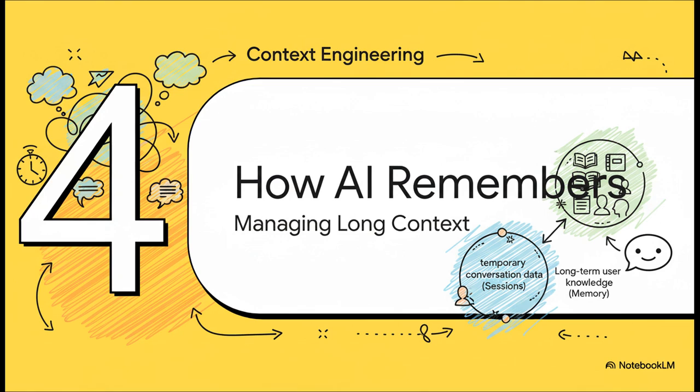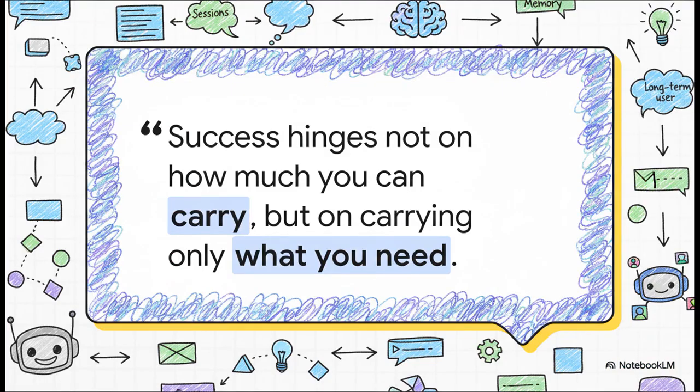Okay, so we've got these concepts of sessions and memory down. But how does an AI actually decide what's important enough to remember? Especially when a conversation starts to get really long. So that context window we talked about, it's kind of like a suitcase with a fixed size. You can't just keep stuffing every single word from a long conversation into it. It would get way too expensive, way too slow, and honestly, the AI would just lose focus.